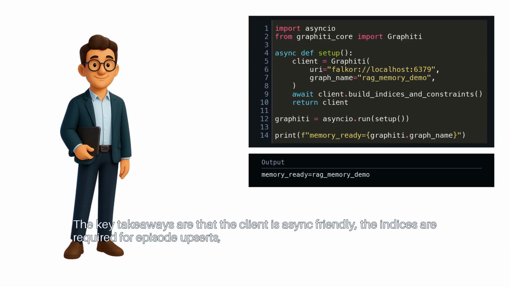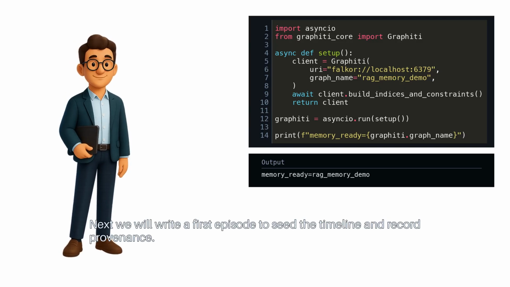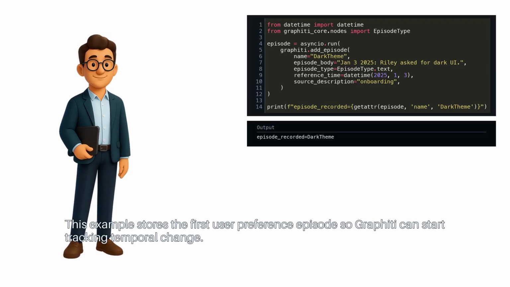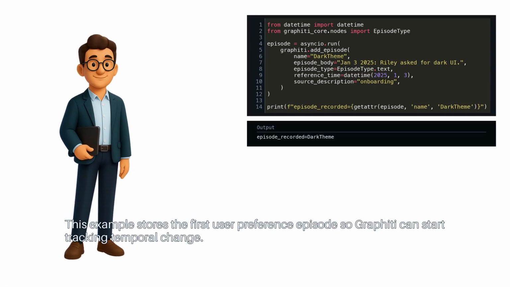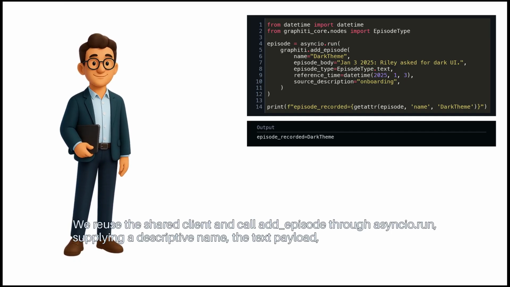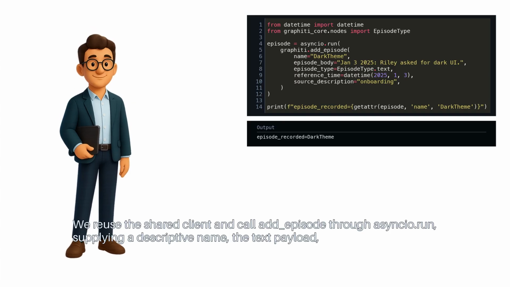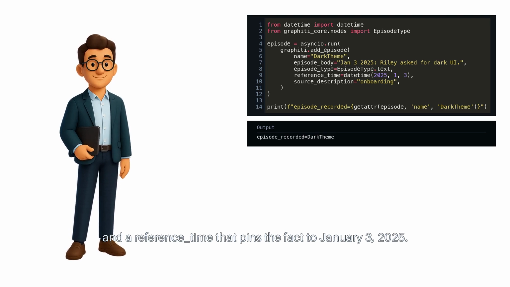The key takeaways are that the client is async-friendly, the indices are required for episode upserts, and the graph namespace makes tests repeatable. Next, we will write a first episode to seed the timeline and record provenance. This example stores the first user preference episode, so Graphiti can start tracking temporal change. We reuse the shared client and call add episode through asyncio.run, supplying a descriptive name, the text payload, and a reference time that pins the fact to January 3rd, 2025.